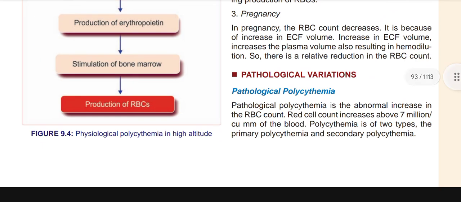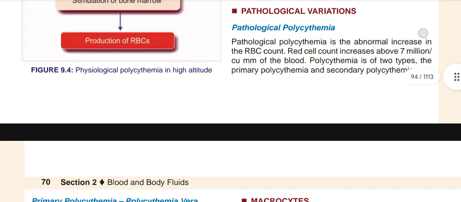Now, pathological variations. Pathological polycythemia. Pathological polycythemia is the abnormal increase in the RBC count. Red blood cell count may be increased above 7 million per cubic mm of blood. Polycythemia is of two types. There are primary polycythemia and secondary polycythemia.